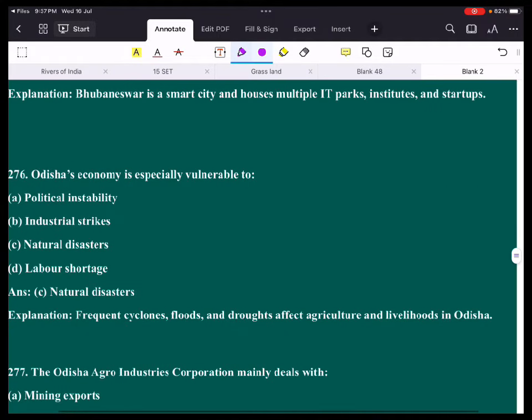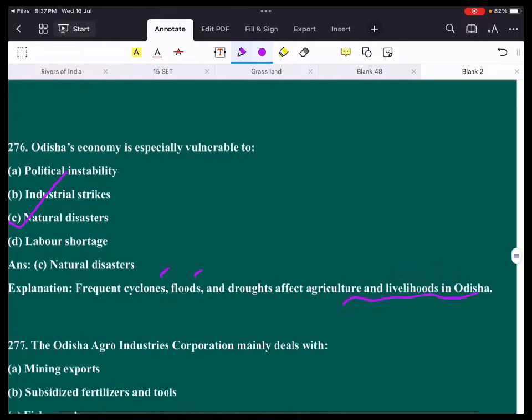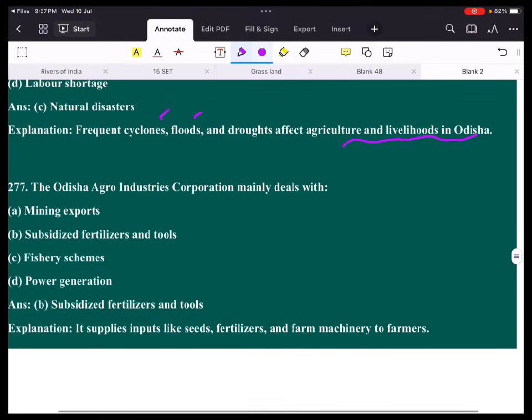Odisha's economy is especially vulnerable to natural disasters. The frequent cyclones, floods and droughts affect agriculture and livelihoods in Odisha. Odisha Agro Industry Corporation mainly deals with subsidized fertilizer and tools, option B.